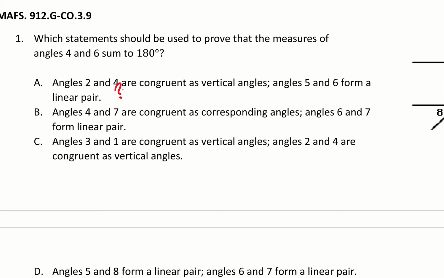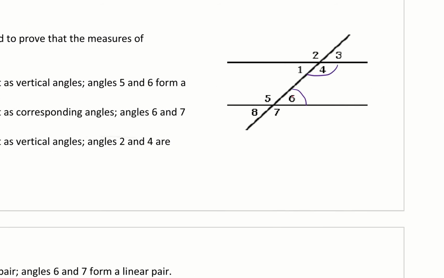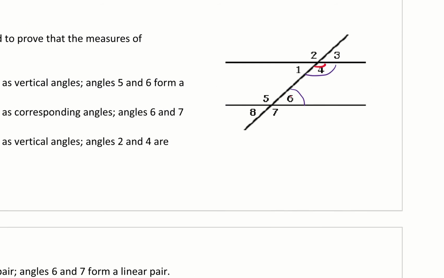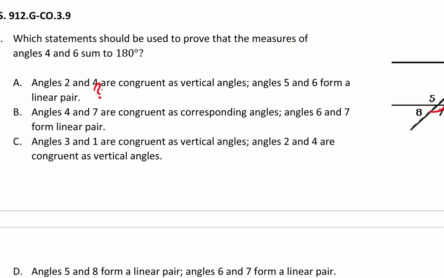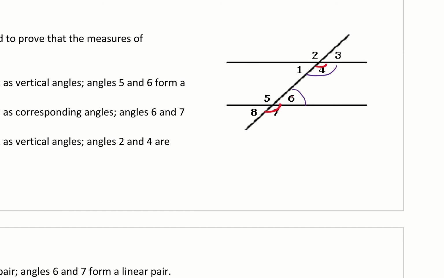Now, angles 4 and 7 are congruent as corresponding angles. So now we're doing 4 and 7, which are corresponding. If you slide angle 4 down to angle 7, it's the same angle. And angles 6 and 7 form a linear pair. So angle 4 is congruent to angle 7 because they are corresponding, and then angles 6 and 7 add up to 180, they are supplementary.